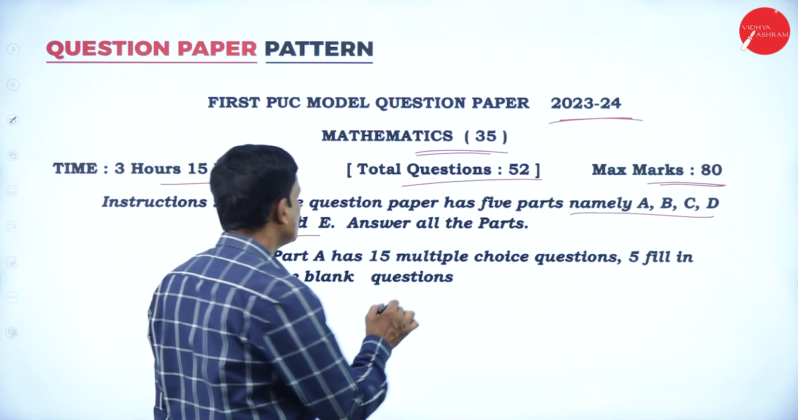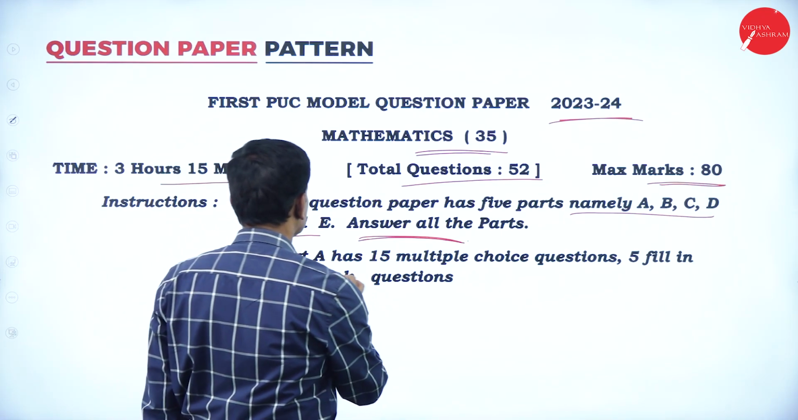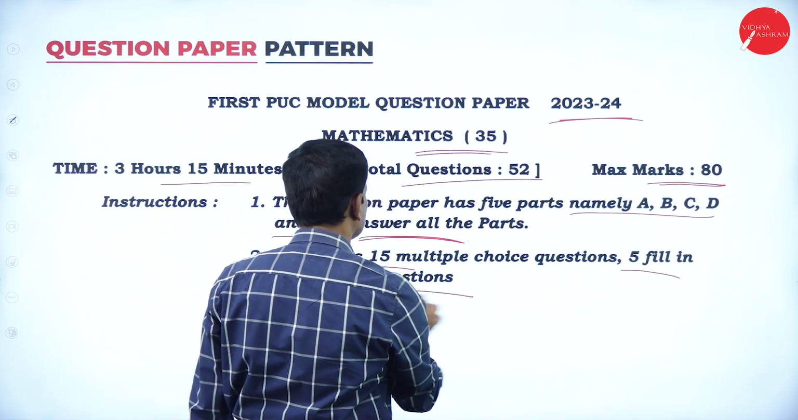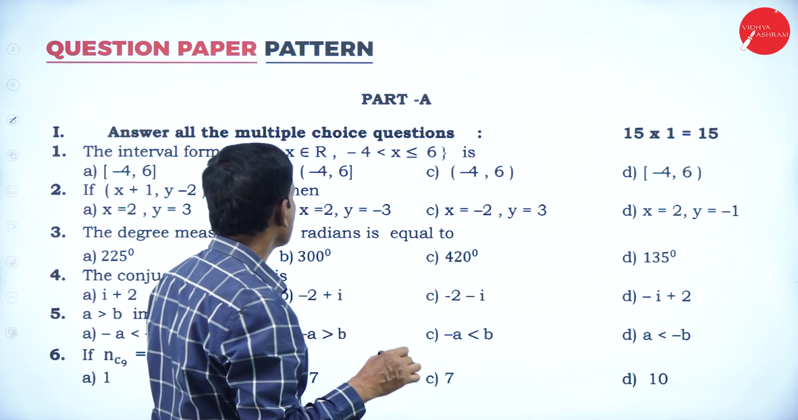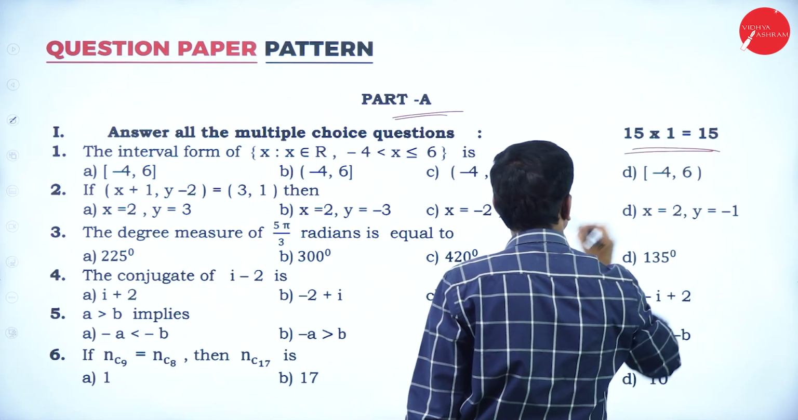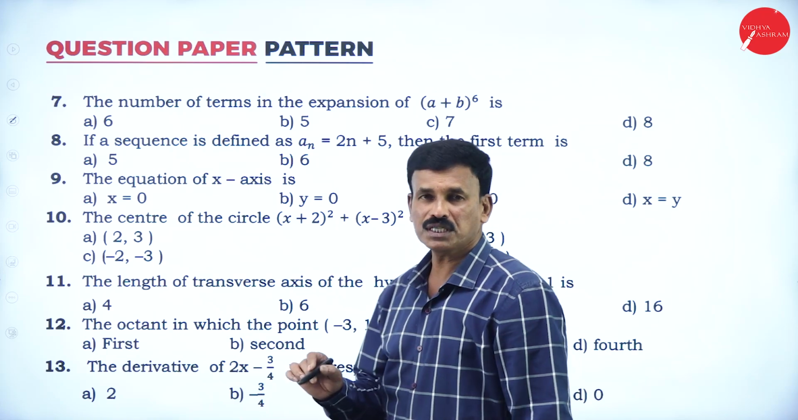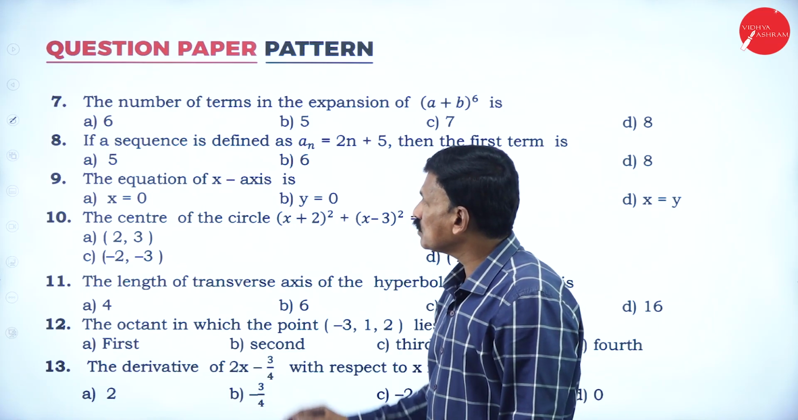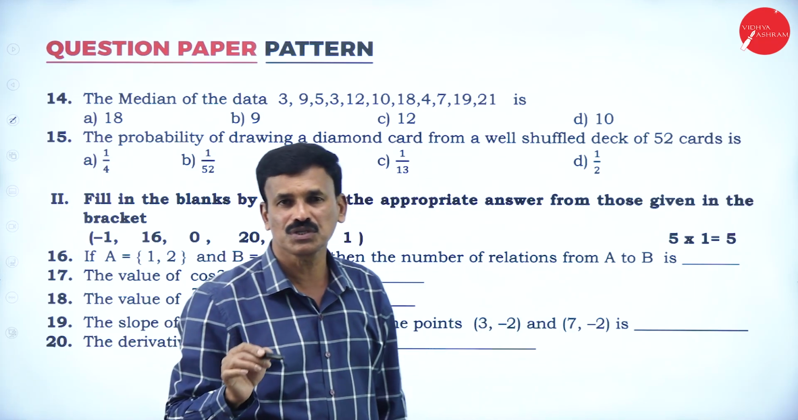Answer all the questions. Part A has 15 multiple choice questions and 5 fill in the blanks questions. Part A contains 15 multiple choice questions, 15 into 1 is 15. Each question carries 1 mark. So in part A we have 15 MCQ questions.